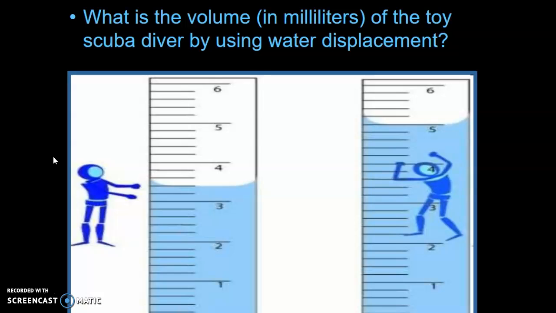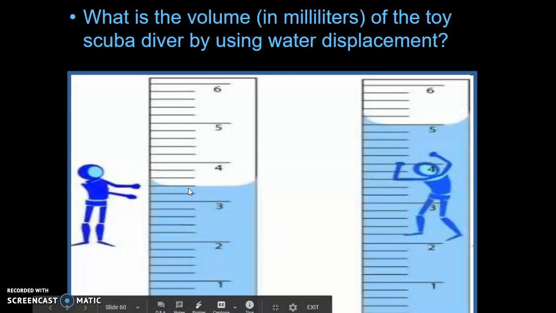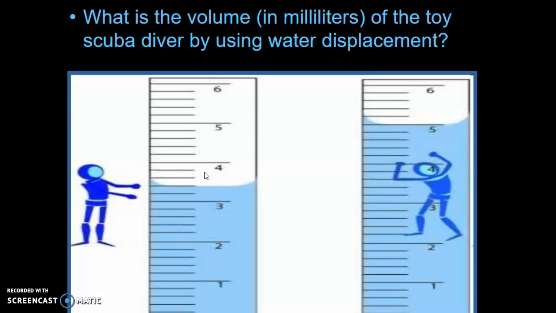What is the volume in milliliters of the toy scuba diver by using water displacement? So we have a different type of graduated cylinder here, but again, we can check to see what that was. We need to figure out how much this is going up by, and I can see that ones is not going to work, so let's try twos. 2, 4, 6, 8, 10. Yes, that will work. So I started at 3, looks like 3.4 milliliters.